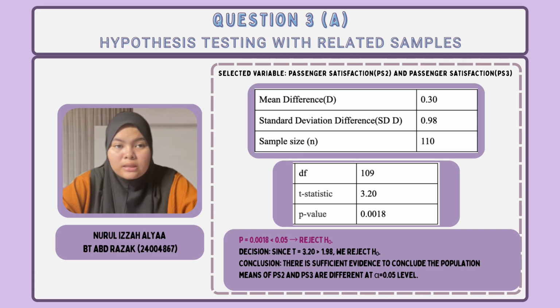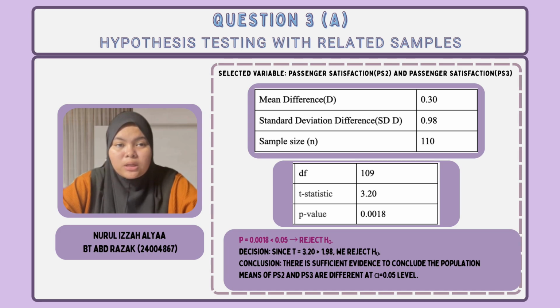Next, I computed the t statistic, which turned out to be 3.20 with degrees of freedom of 109 based on the sample size of 110. Using the t distribution, this t value corresponds to a p-value of 0.0018.